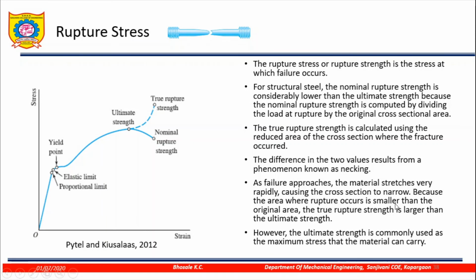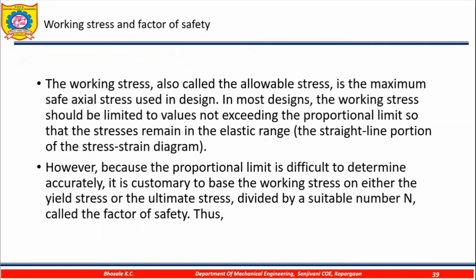The difference in the two values results from a phenomenon known as necking. As failure approaches, the material stretches very rapidly, causing the cross-section to narrow. Because the area where the rupture occurs is smaller than the original area, the rupture strength is larger than the ultimate strength. However, the ultimate strength is commonly used as the maximum stress that the material can carry.